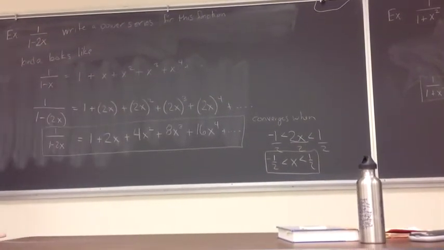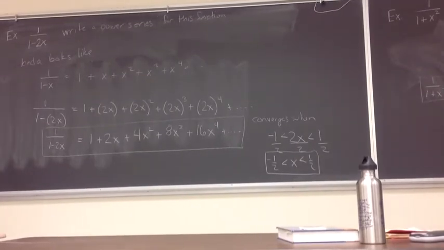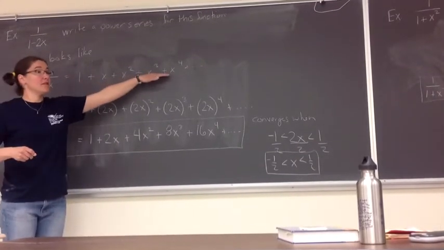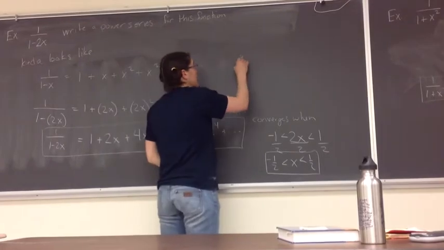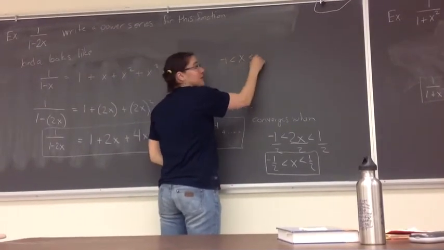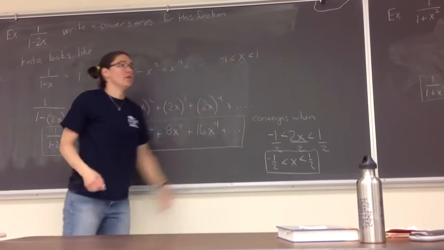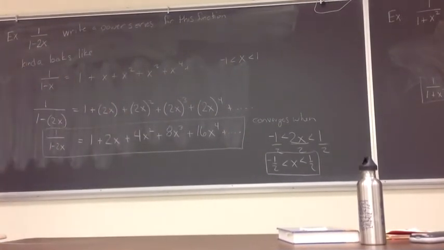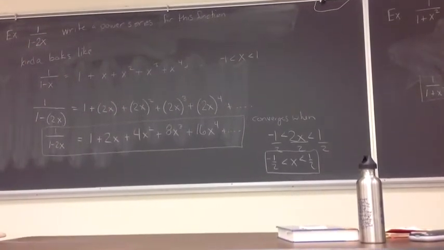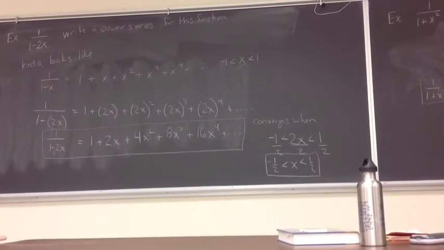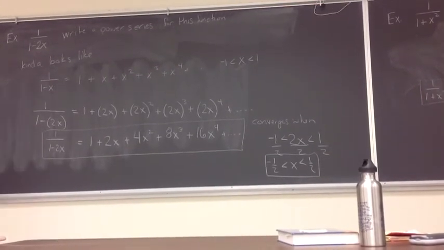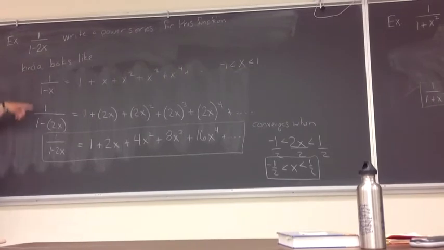Is it always going to be between -1 and 1? Yes, because the original series converged when x was strictly between negative 1 and 1. So because we know that already, we can always use between negative 1 and 1. Now some other examples that we're going to see in about 10 minutes, the answer will be different, but for series that look like 1 over 1 minus stuff, this is the case.